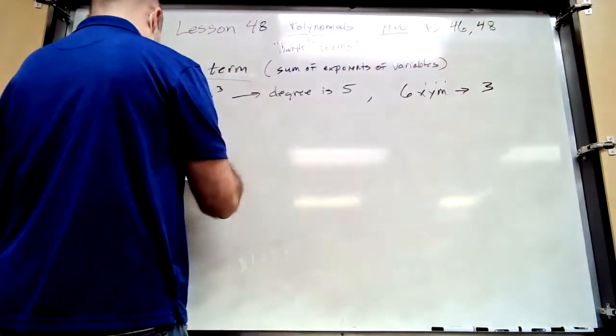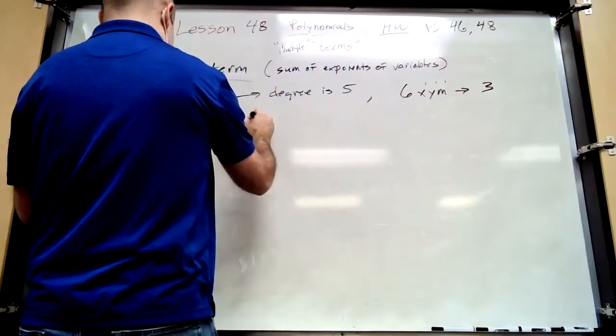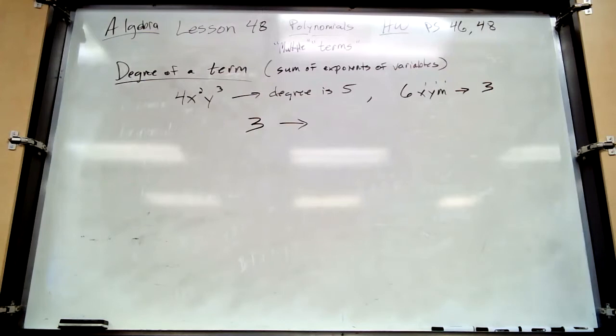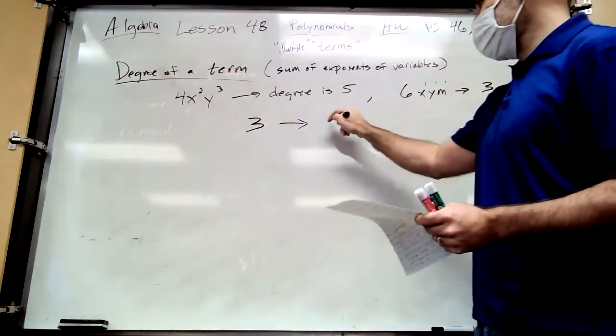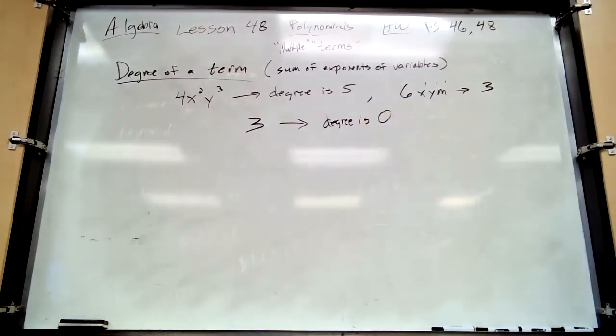Okay, what about this? Let's do one more. 3. What's the degree of this term? I'm seeing multiple 1s, but how many variables are being multiplied? 0. So the degree is 0, because there are no variables being multiplied. Okay? You see the difference? And that's okay. Having a degree of 0 doesn't mean it's anything less. It's actually just a constant. A constant term has a degree of 0. A constant term is just a number. There are no literal factors in there.